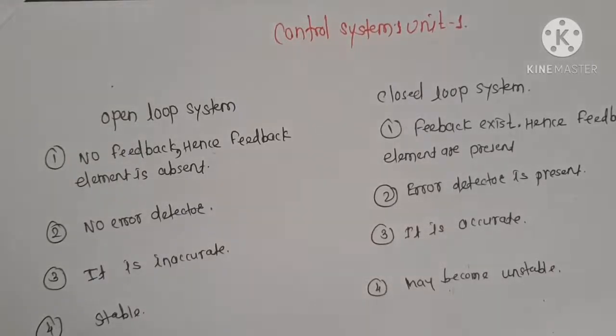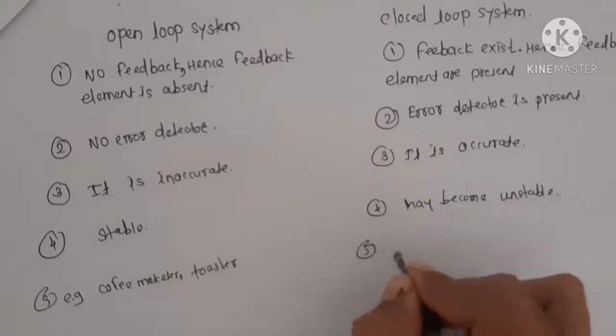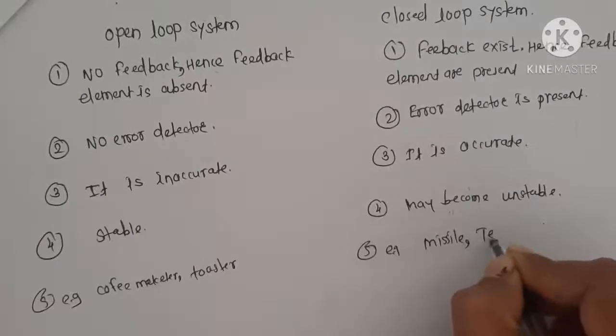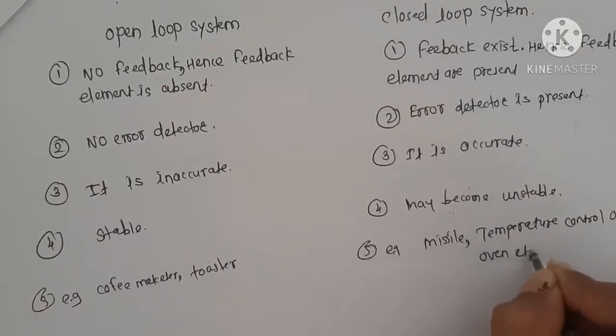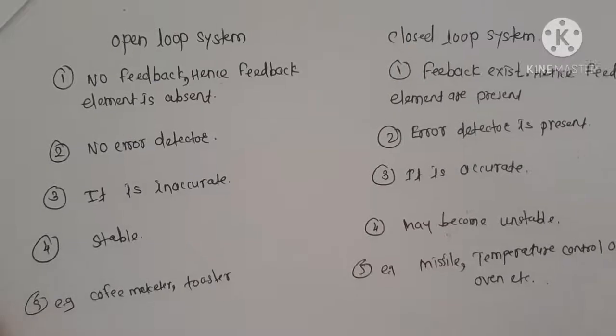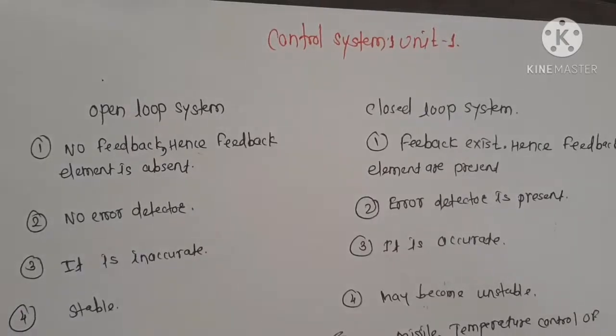The last point is, you may give examples. Open loop system examples are coffee maker and toaster, and closed loop system examples are missile, temperature control of oven, etc. So these are a few points about open loop system and closed loop system. So this is all about control system.